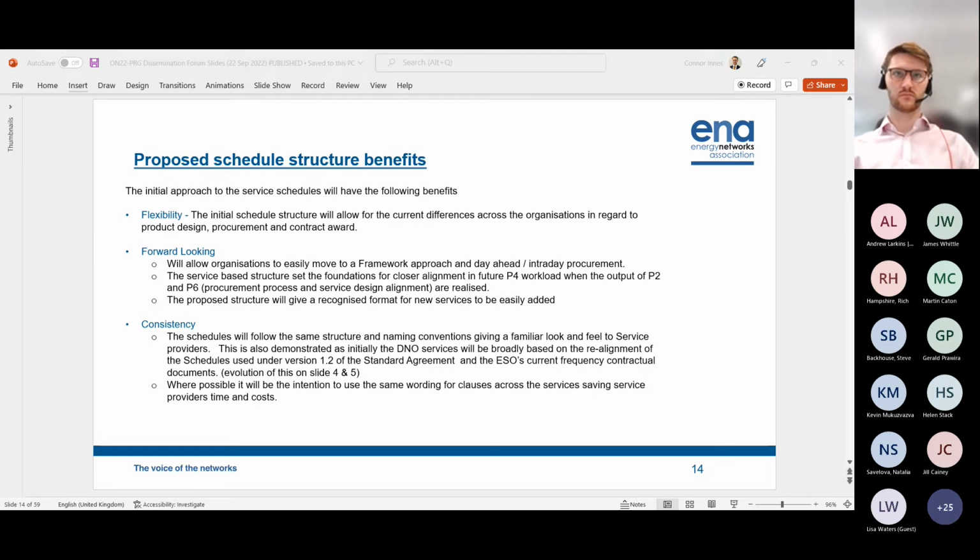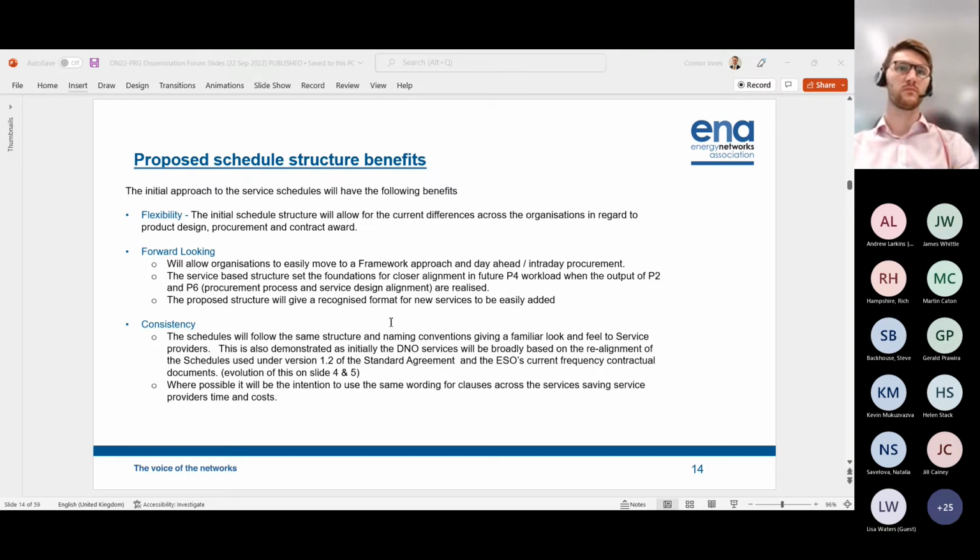And then there's a consistency approach. Whichever one you pick up, it will have the same look and feel, the same naming conventions. One of the initial comfort factors, and one of the mapping exercises, is that these are already a combination of clauses or schedules that we're already using. We've just put them into a different format and order.